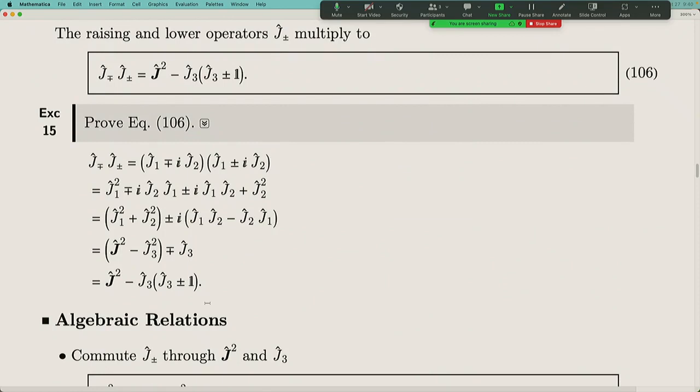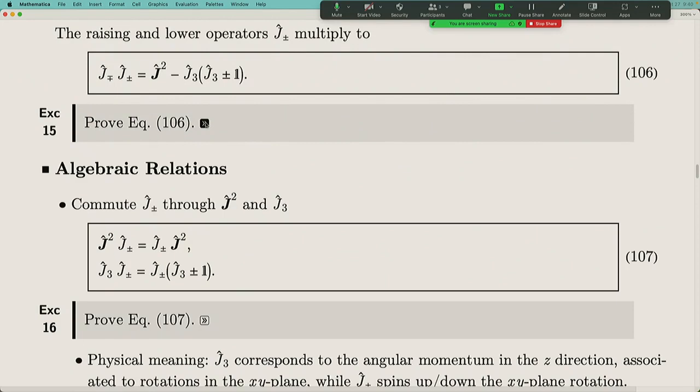Just substitute the definition and then expand everything, and then you should be able to arrive at the result. Okay, you can take a look at it by yourself. But these are the relations that we wish to derive.